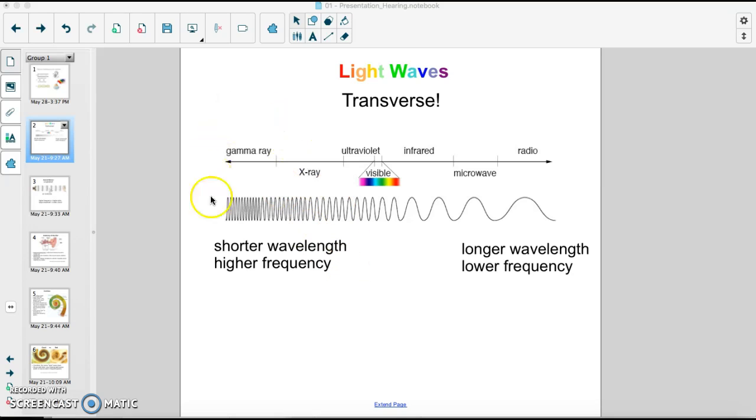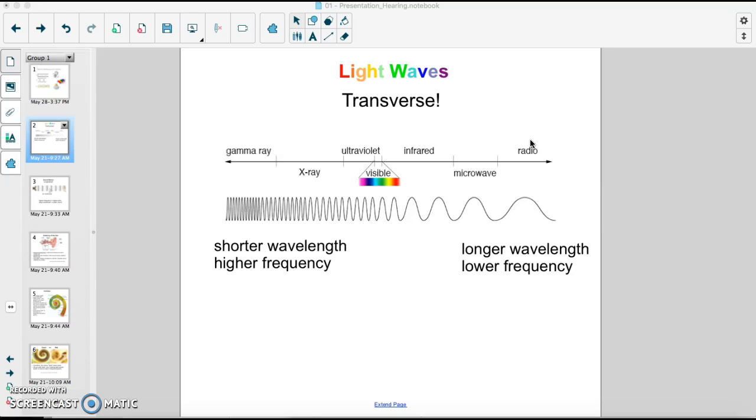So you can see on this kind of left side of the spectrum, you have shorter wavelengths and higher frequencies. On the right part of the spectrum, the other side, you have much longer wavelengths, radio being the longest, with therefore lower frequencies. You can look up above the window and you can see this electromagnetic spectrum as well.